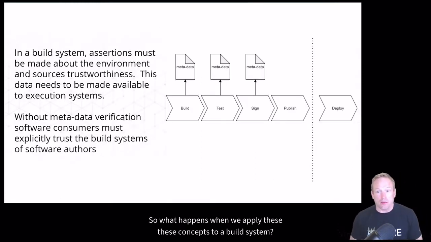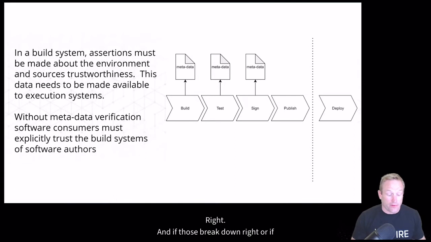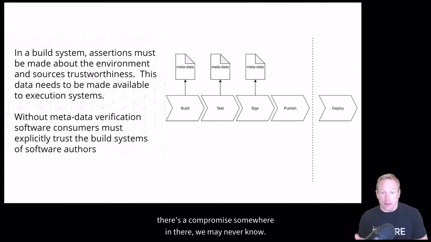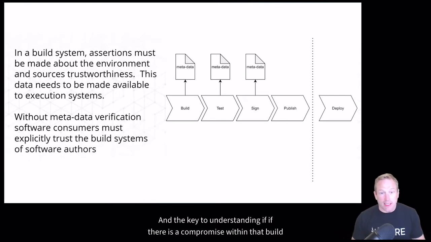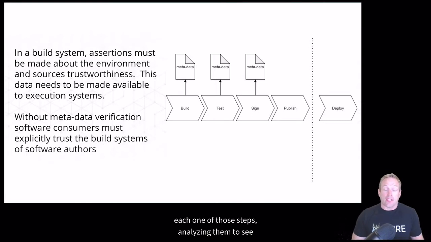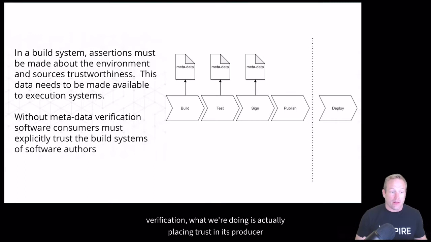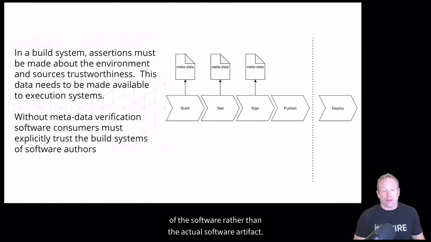So what happens when we apply these concepts to a build system? Well, traditionally, we have our build steps, and they're a chain of steps, and each one relies on the other. And if those break down, or if there's a compromise somewhere in there, we may never know. And the key to understanding if there's a compromise within that build system is really looking at the metadata, the inputs and the outputs of each one of those steps, analyzing them to see if they're trustworthy and if they're actually correct. So without that actual metadata verification, what we're doing is actually placing trust in its producer of the software rather than the actual software artifact.